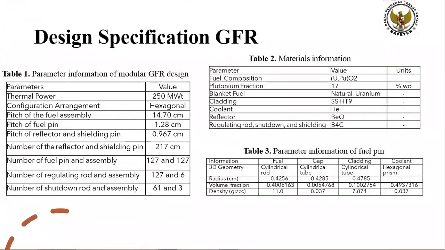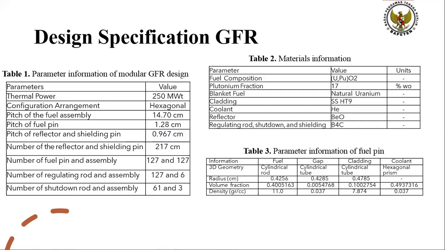Design specification of gas-cooled fast reactor. Table 1 shows the parameter information of modular gas-cooled fast reactor design. The reactor design provides thermal power of about 250 megawatt thermal and hexagonal lattice configuration. It has 127 hexagonal lattices for fuel assembly and fuel rod.